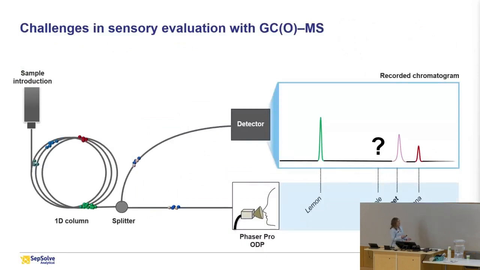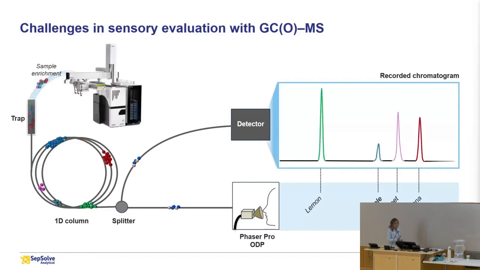But what happens if a person is smelling, let's say, an apple smell but there's nothing coming out in the chromatogram? What can we do then? Well, we are solving that by adding a Sentry system, or sample enrichment, at the beginning that helps us pre-concentrate the sample before it hits the GC or later on the GC-GC. This helps us enhance the detection limits.